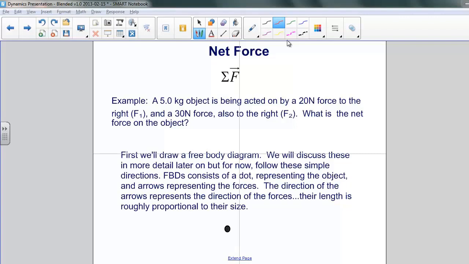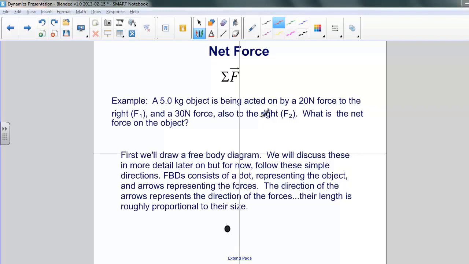So in this example, we have a 5 kilogram object acted upon by two forces. One, which is 20 newtons, is acting to the right, and another one, which is 30 newtons, is also acting to the right. And the question asks us what the net force on the object will be.